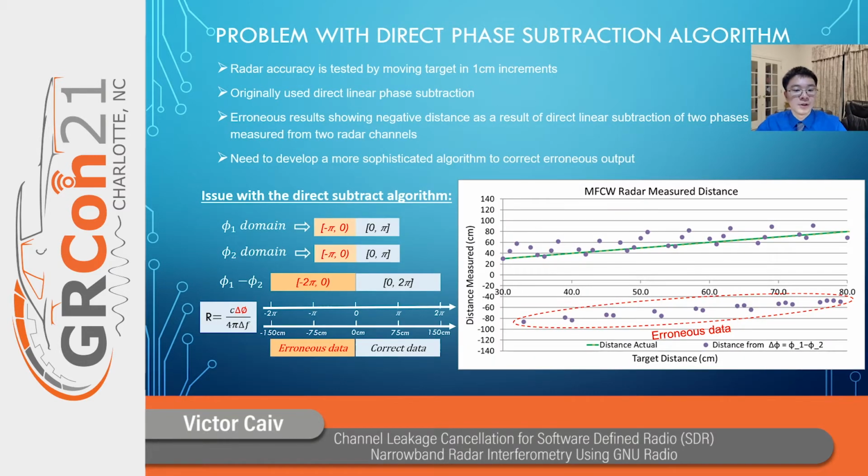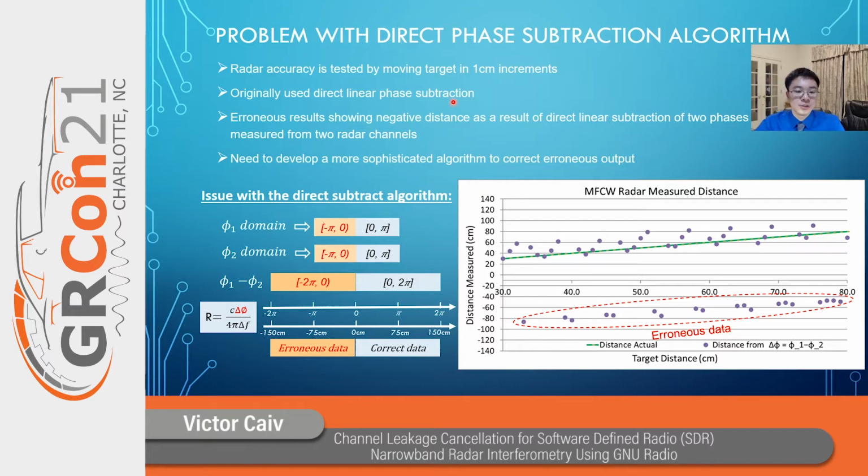To test the radar accuracy, we moved the target in 1 centimeter increments and then made a measurement each time and produced a plot like this. Here in the plot, the x-axis represents the actual target distance, while the y-axis represents the distance measured by our radar. This green line here is when the measured distance is exactly equal to the actual distance, and so ideally everything should be along this green line.